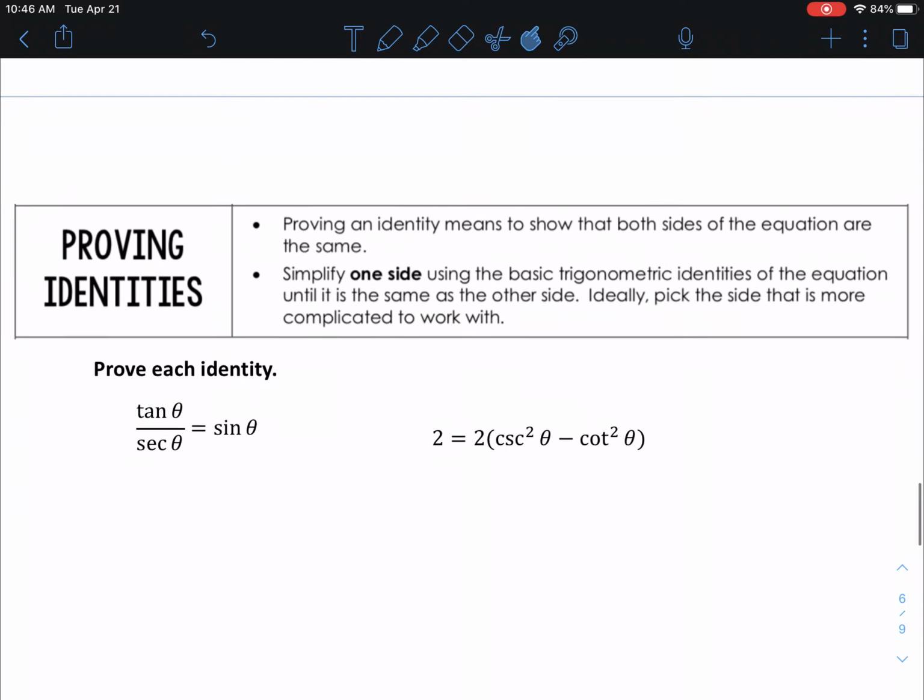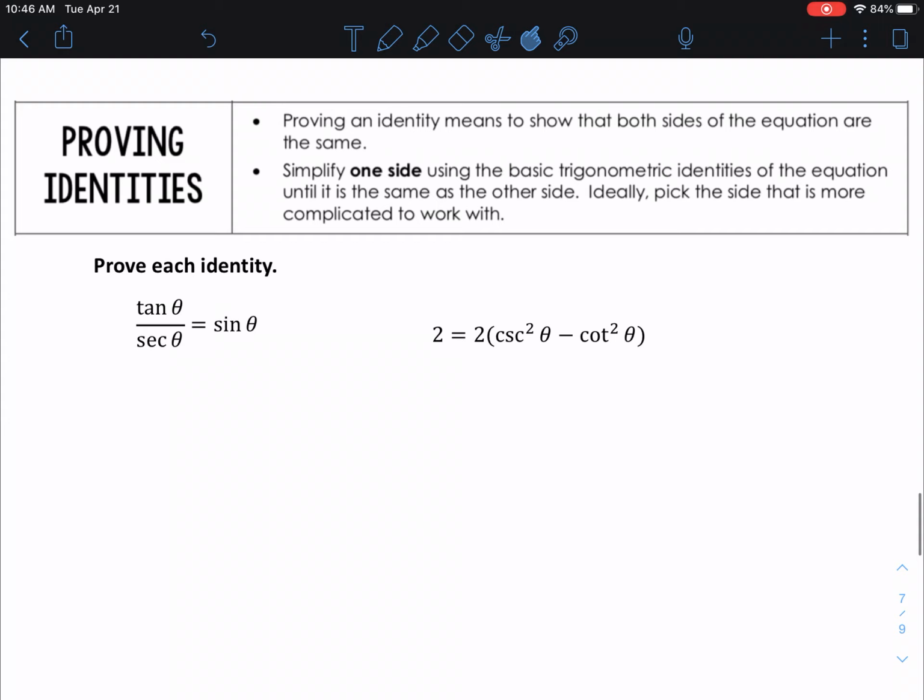Okay, so how do we prove identities? We're going to go through the steps. First, proving an identity means showing that both sides of the equation are the same. You did some proofs in geometry, so hopefully this makes sense. But how do you want to attack these? You really want to pick one side of your trig identity and work with that until it looks like the other side. Usually you want to start with the side that is more complicated and make it look like the easier side. So let's take a look at one of these here.